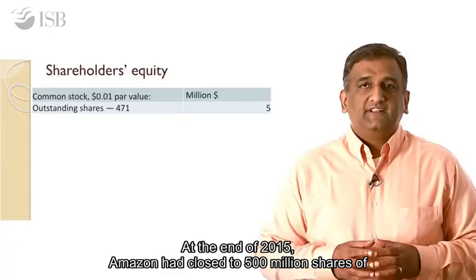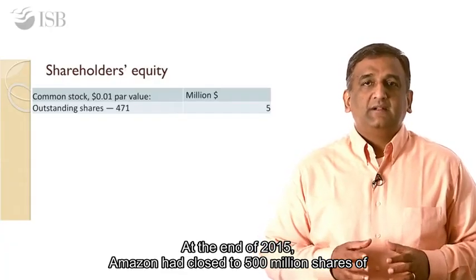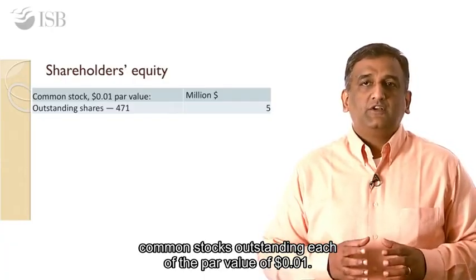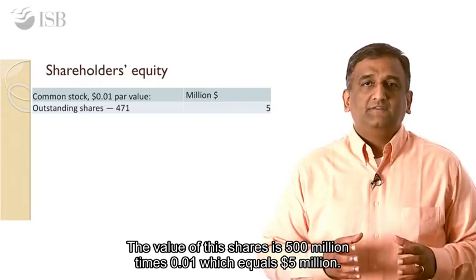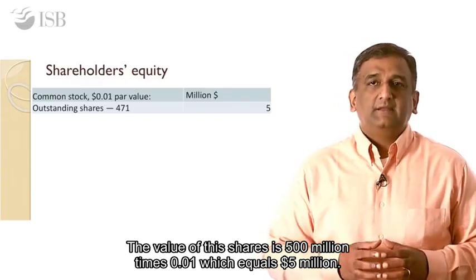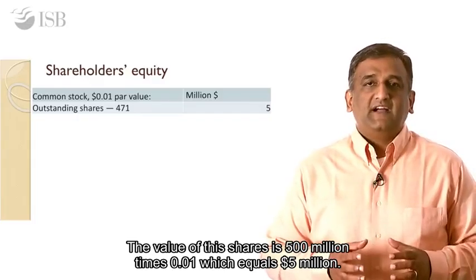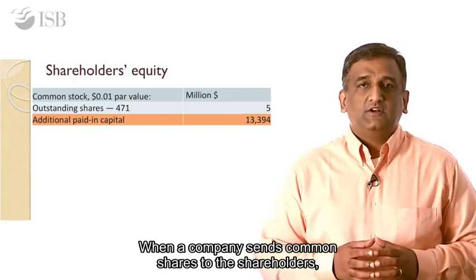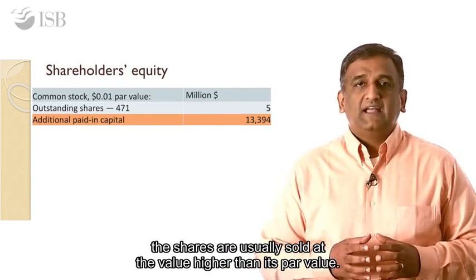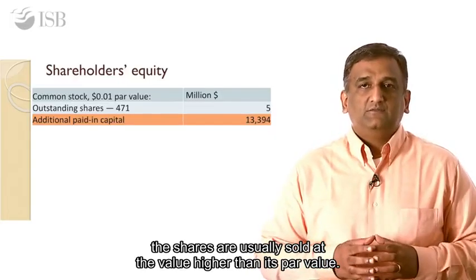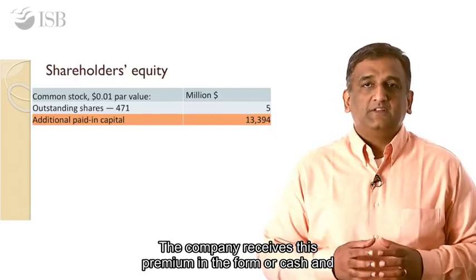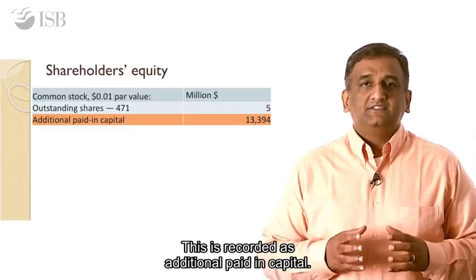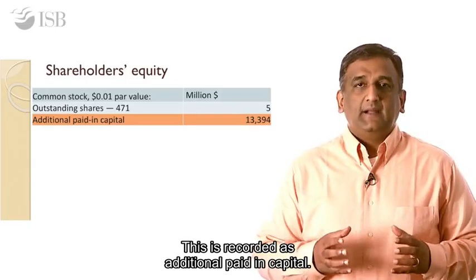At the end of 2015, Amazon had close to 500 million shares of common stock outstanding, each with a par value of $0.01. The value of these shares is 500 million times 0.01, which equals $5 million. When a company sells common shares to the shareholders, the shares are usually sold at a value higher than its par value. The company receives this premium in the form of cash, and hence it must be recorded on the balance sheet. This is recorded as additional paid-in capital.